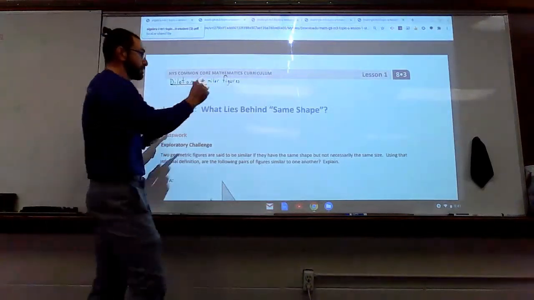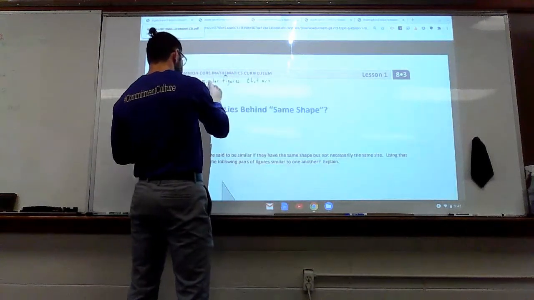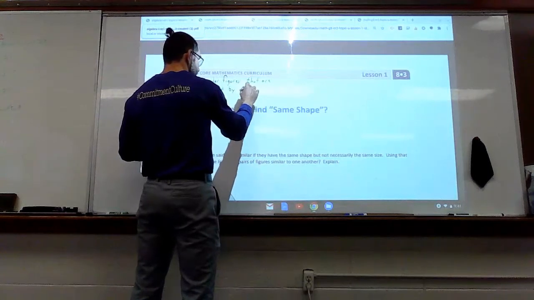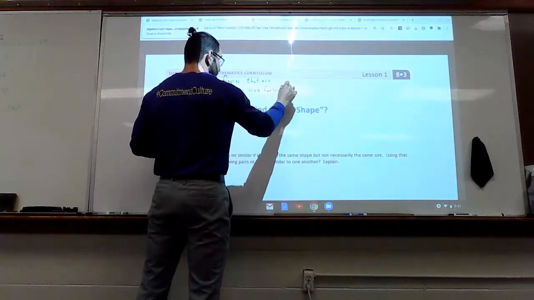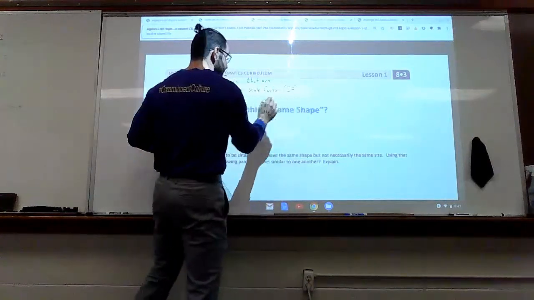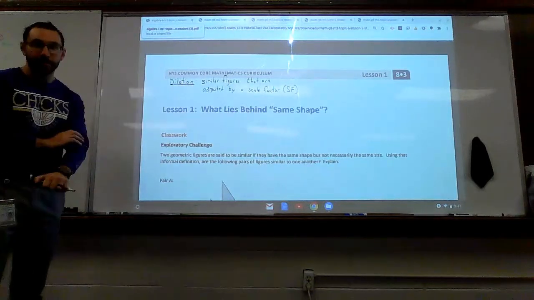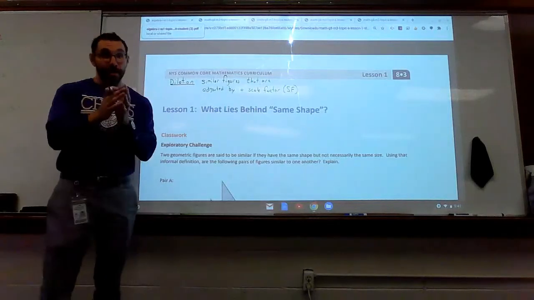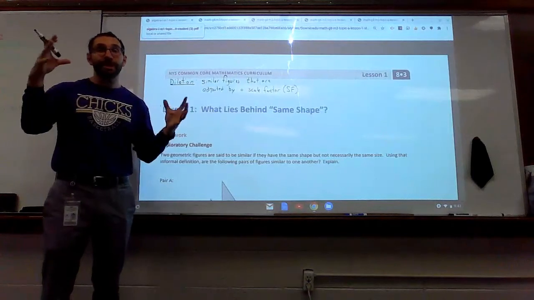So similar figures that are adjusted by a scale factor. And scale factor we abbreviate as SF. We talked last year about scale factors in 7th grade. We talked about dilations. Dilations, again, similar figures. So the shape is going to stay the same, but it's going to change size.